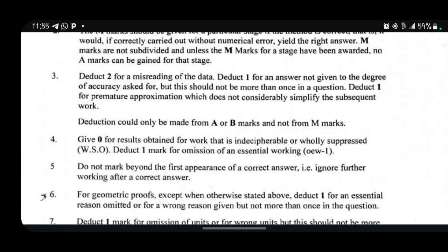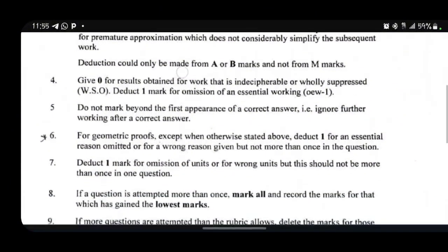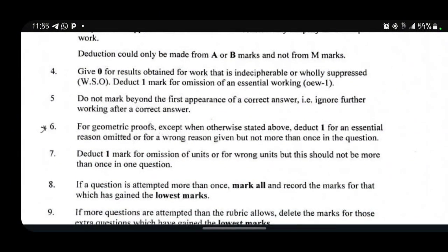You make sure you at least let your work be to 4 decimal places, depending on what you're doing, and at the end of it you can approximate, so that the errors can be prevented or limited. So now number 4, if you look at number 4, give 0 for results obtained for work that is indecipherable or wholly suppressed.